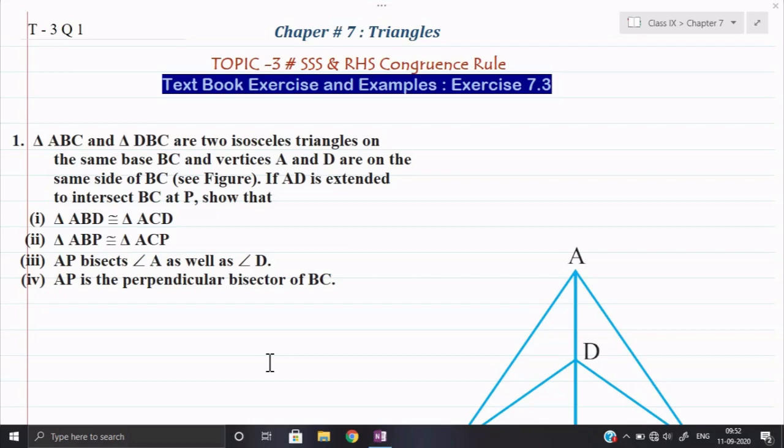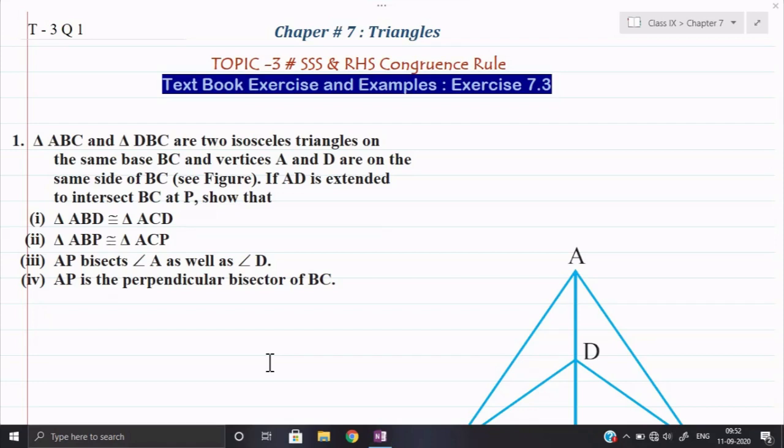So let us see the first question. Already you know the angle side angle congruency theorem, and the side angle side congruency theorem. So you are aware of these theorems, how to apply them and what the basic conditions are. In this exercise you will deal with one main theorem, that is RHS. So let us see how we can solve the first question.